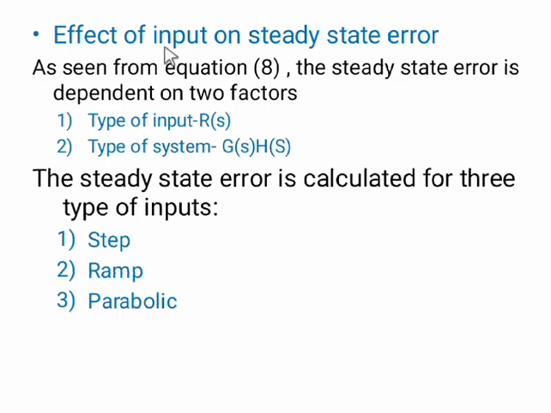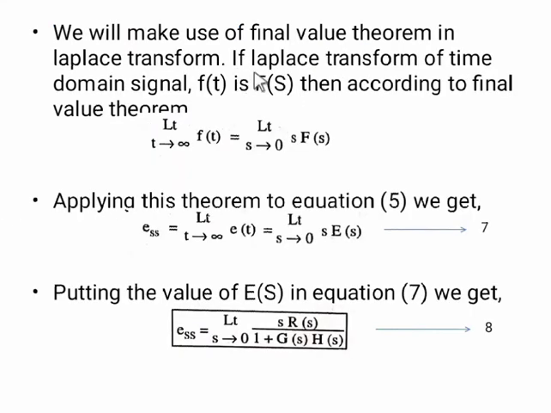Now the effect of input on steady state error. As seen from equation 8, the steady state error depends on two factors. One is the type of input R(s) and second one is the type of system G(s)H(s). From equation 8, the steady state error depends on input R(s) and the type of system G(s)H(s), because it is unity feedback, positive feedback or negative feedback.